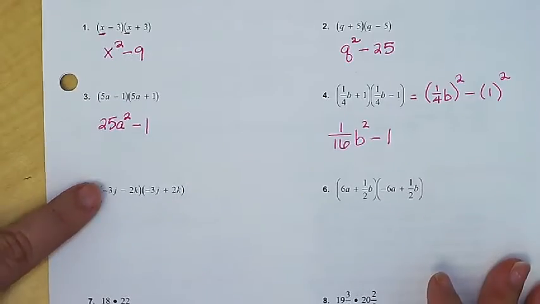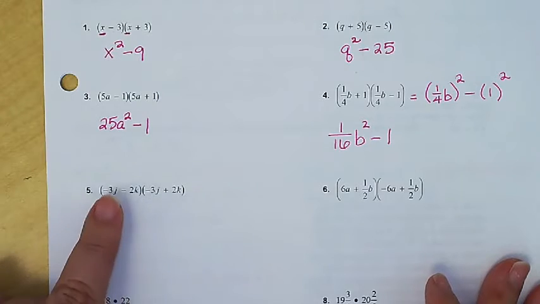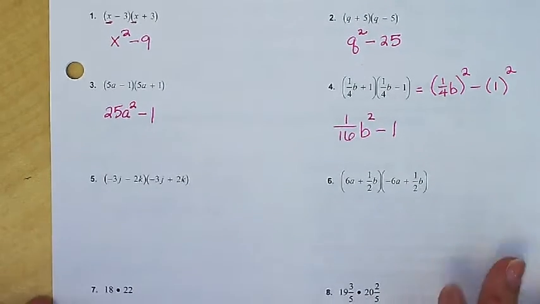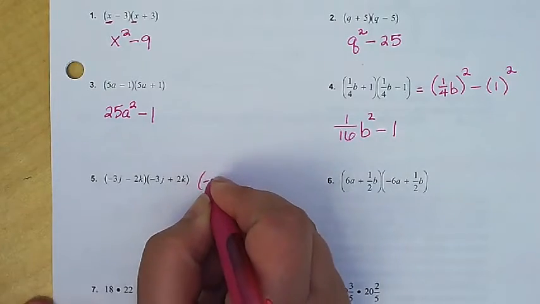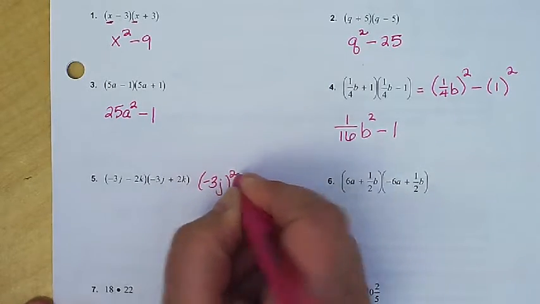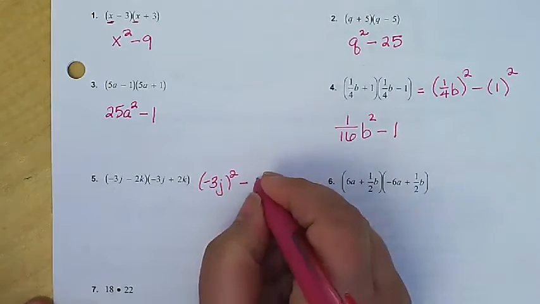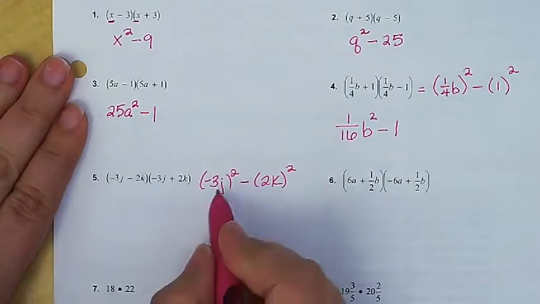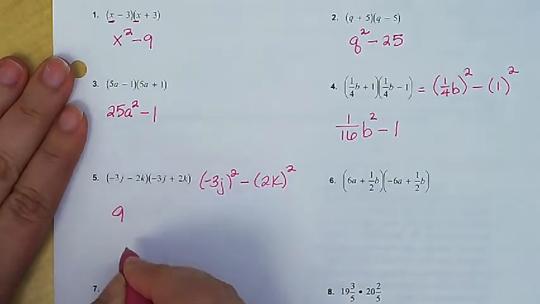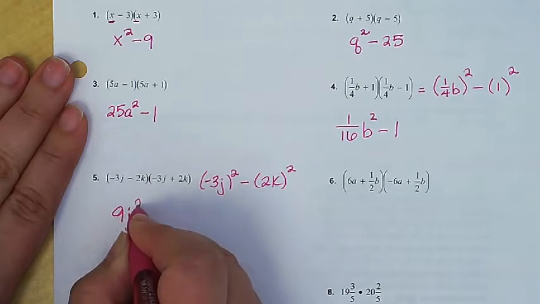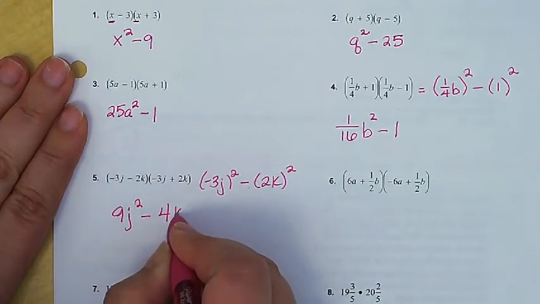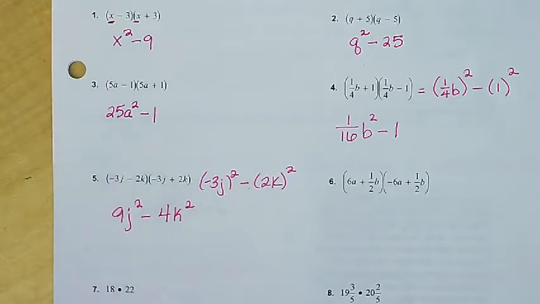So again, just square the first term, and then put a little subtraction in the middle, and then square the last term. Okay, so again, here it's going to be negative 3j being squared minus that 2k being squared. And so if we square that, we end up with 9j to the second. And then always have subtraction in the middle, and then 4k to the second.